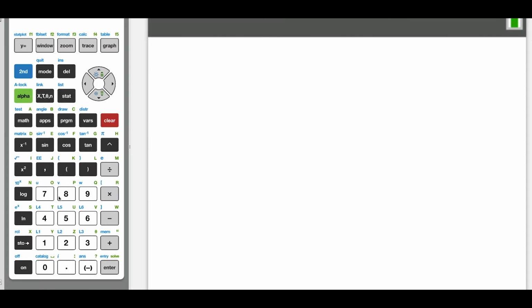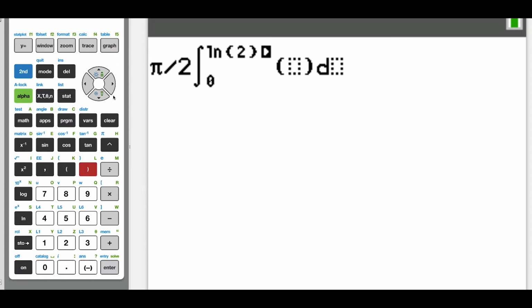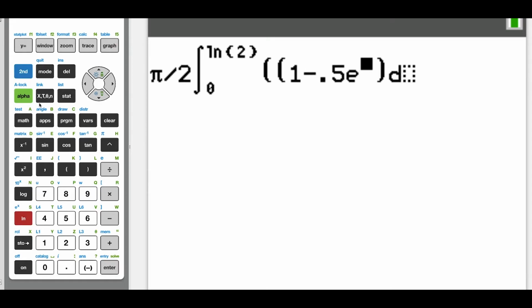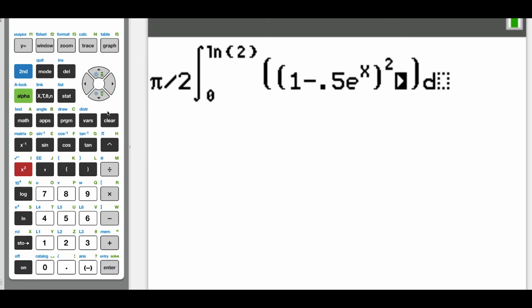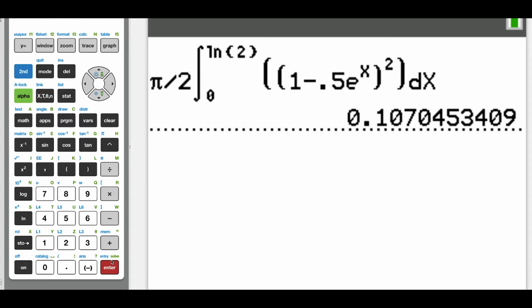Okay, now to evaluate this integral, let's just type in everything that we had before. So we had pi divided by 2, and for an integral, we're going to press math 9 here, going from 0 to natural log 2. And our integrand is parentheses 1 minus 1/2 e to the x. I could write 1/2 or I could write 0.5. Either one's going to accomplish what we need. And we have e to the x, and that whole thing is being squared. So I have to close the parentheses and square it. And now I just write dx at the end here. And this decimal value, 0.107 to the nearest thousandths place, represents the volume of our solid.